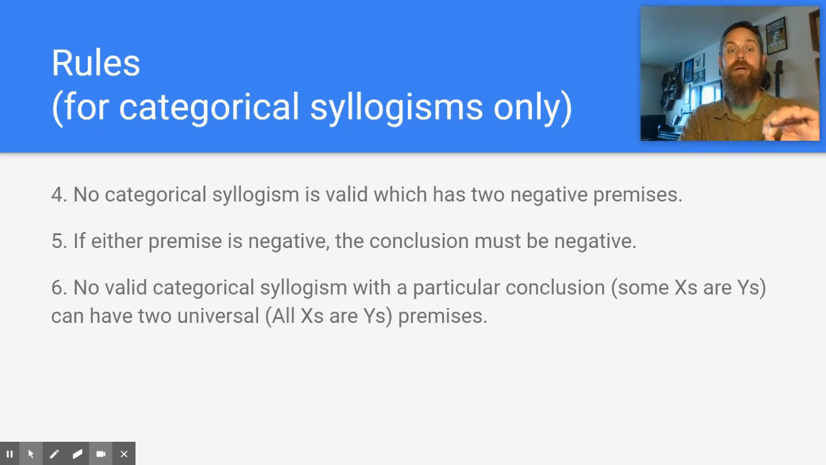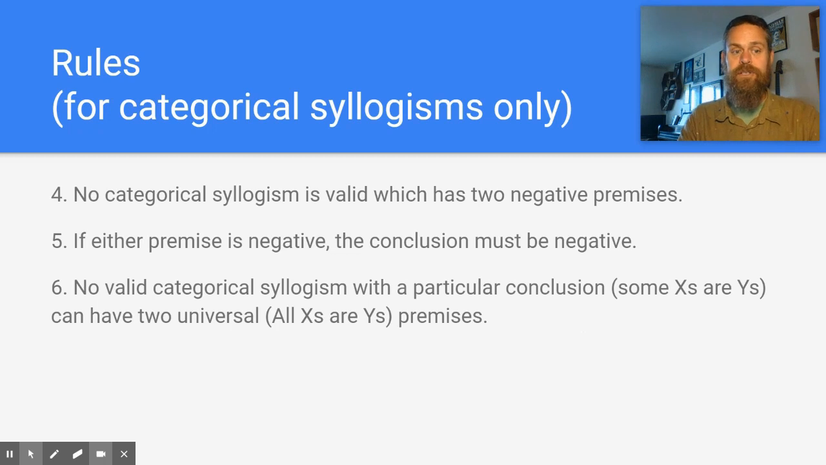If either premise is negative, then the conclusion must be negative. So if it has 1 negative premise, the conclusion must be negative. If it has 1 negative premise and a positive or affirmative conclusion, invalid, throw it out. But if it passes test number 5, we move on to test number 6, the last and final test for our categorical syllogisms.